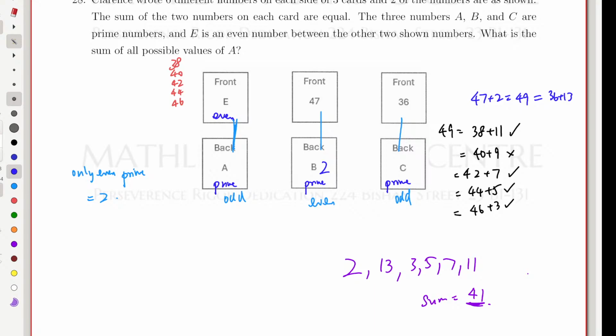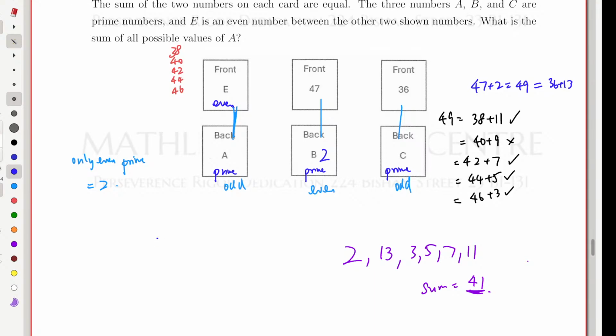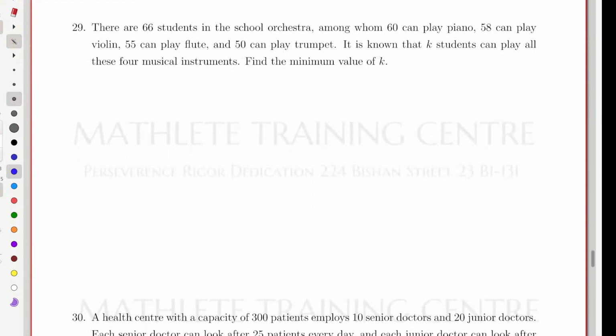Okay, let's continue on with question number 29. So question number 29, what does it say? Question number 29 says that there are 66 students in the school orchestra, among whom 60 can play piano, 58 can play violin, 55 can play flute, and 50 can play the trumpet. It is known that K students can play all four of these. Find the minimum value of K.